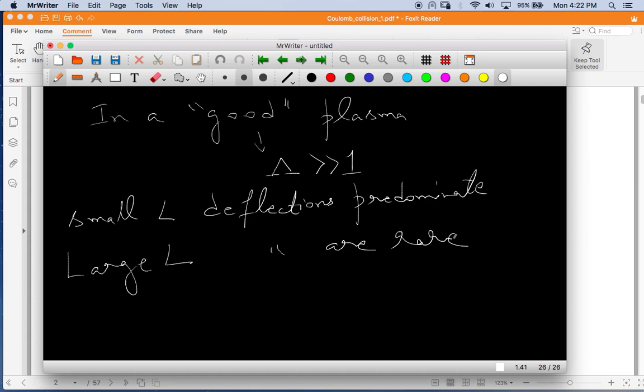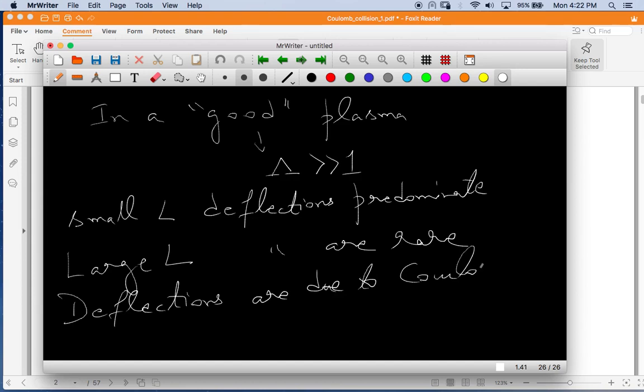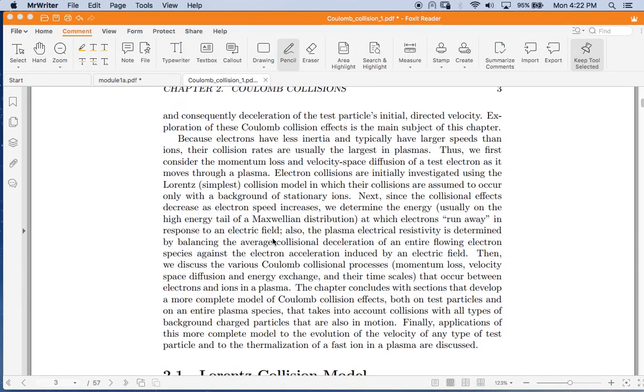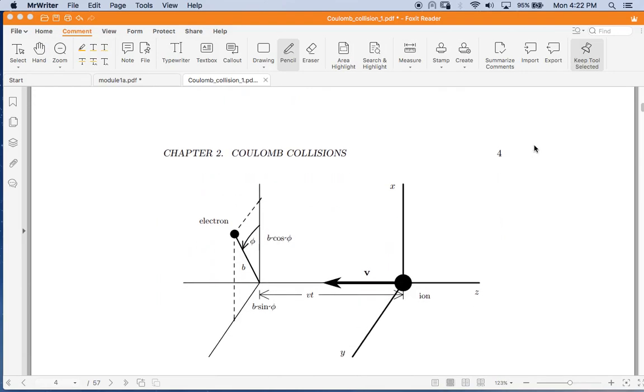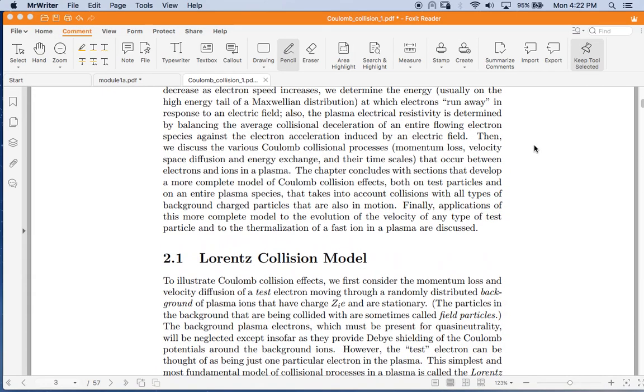But really, what are these deflections due to? The deflections are collisions. Deflections are due to Coulomb collisions, and so let's pay a little more attention to what these kinds of collisions are. So the geometry is, yeah, so that we will adopt the simplest kind of collision model.